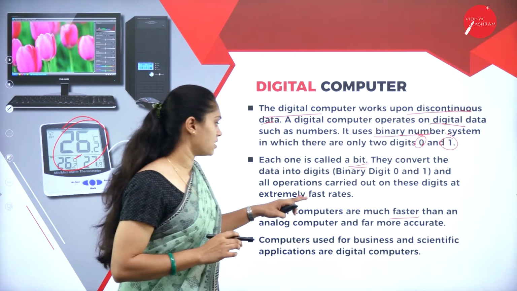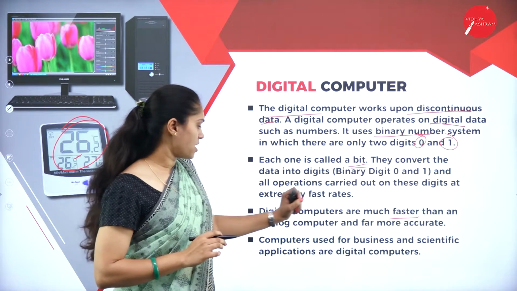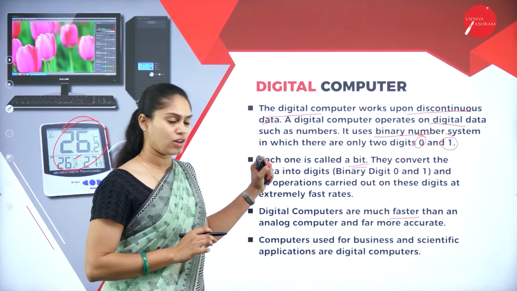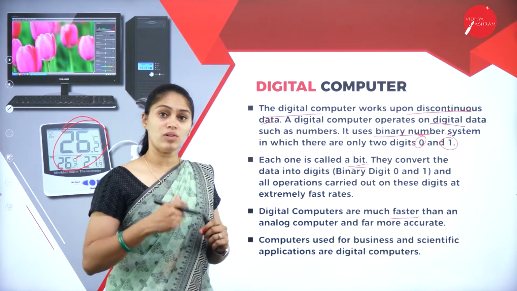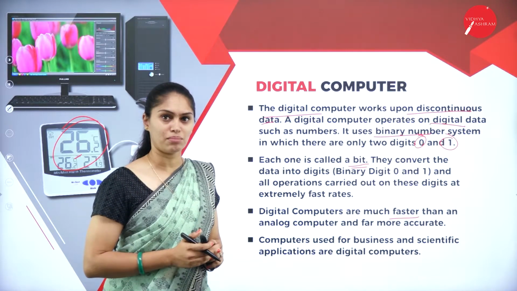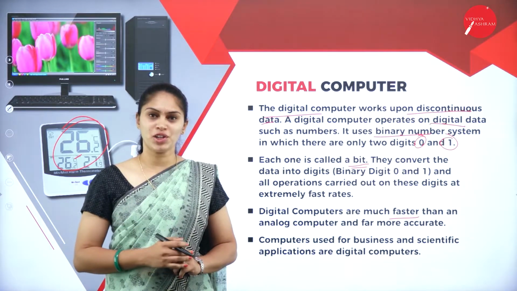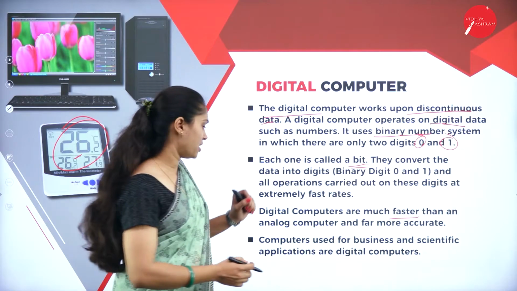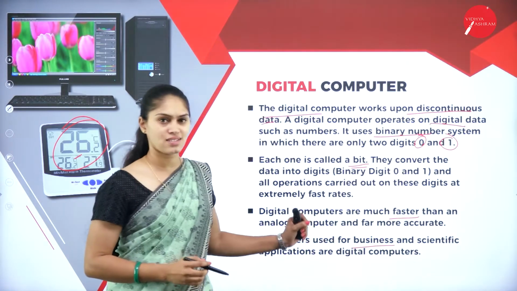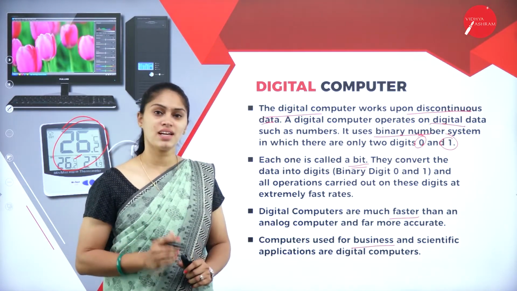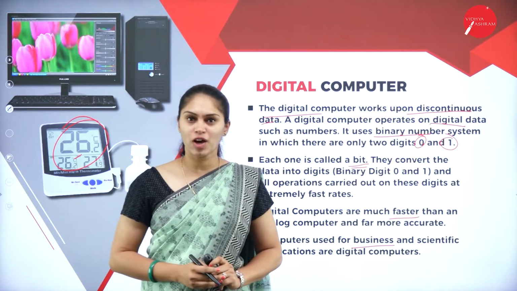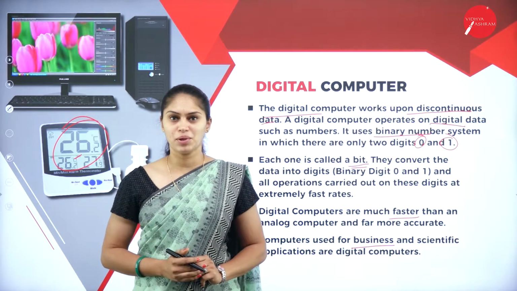So these computers are much faster than the previous one, that is the analog computer, and more accurate than the analog computer. Then where are we going to use this digital computer? These computers were used for business and scientific applications. For that purpose, we use digital computers.